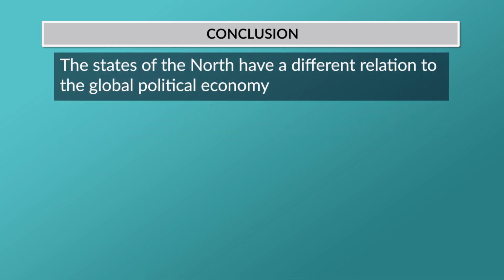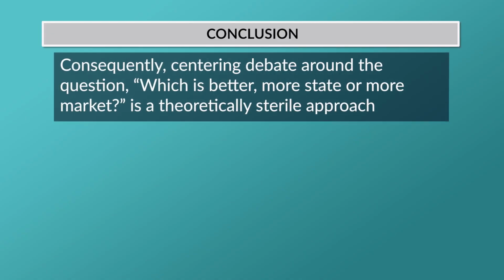The states of the North have a different relation with state and economy. In addition to their economic and political-military powers, these individual states exercise a disproportionate share of control over global governance institutions. The emergence of global markets has fundamentally depended on the creation of an impressive array of new multi-level international governance institutions. Consequently, centering debate around the question of which is better, more state or more market, is a theoretically sterile approach. In fact, for both developing and developed societies, the state and the market are equally essential.